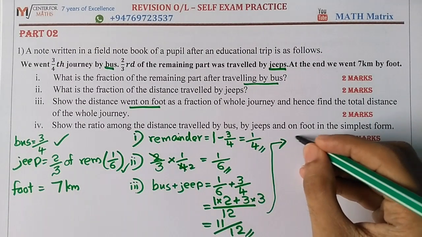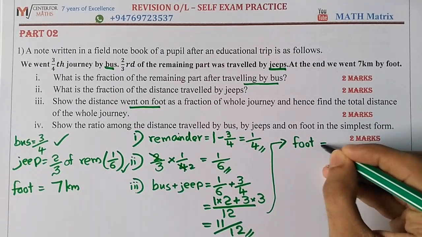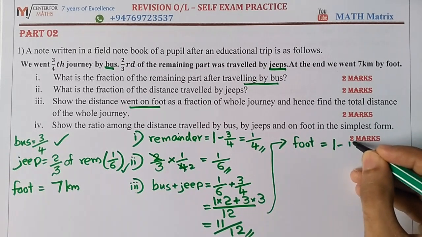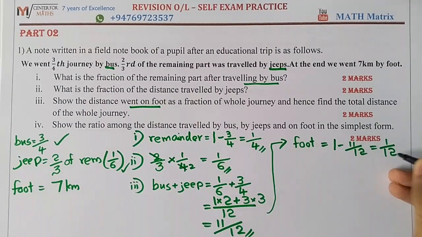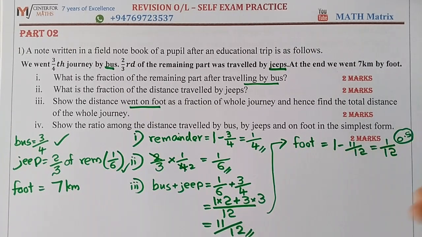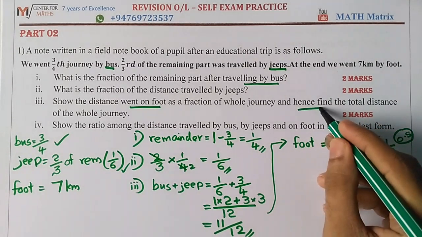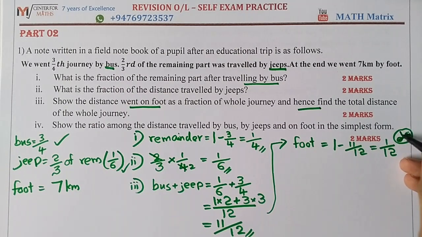Now can we find the remainder? Yes, that's easy. So how to find by foot? We have to subtract these 11 parts from 1. Okay, so the answer is just 1 out of 12. That means they have traveled about 1 part out of 12 by foot. And if you have found this 1/12, you have to give 1 mark for this.